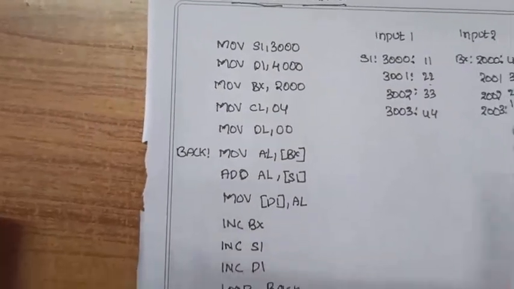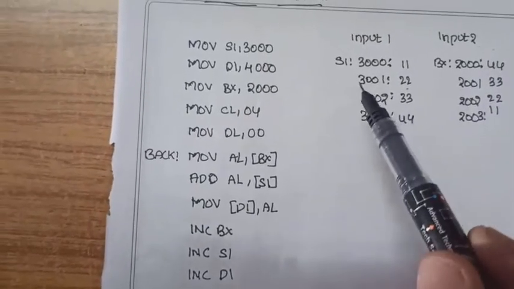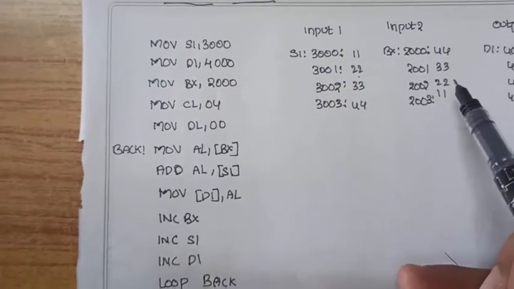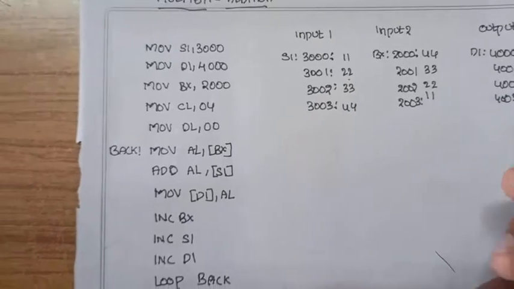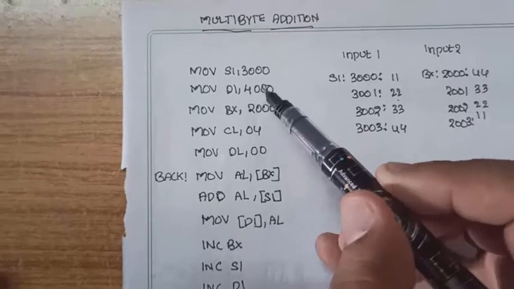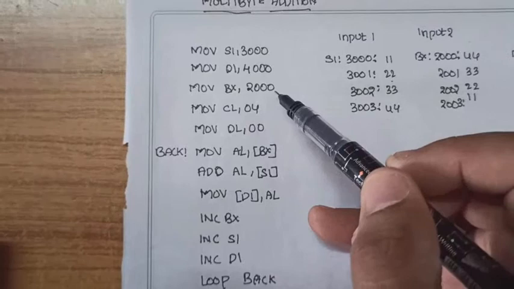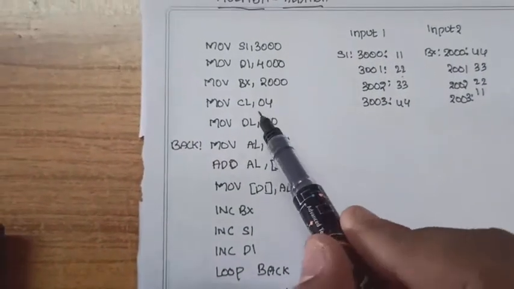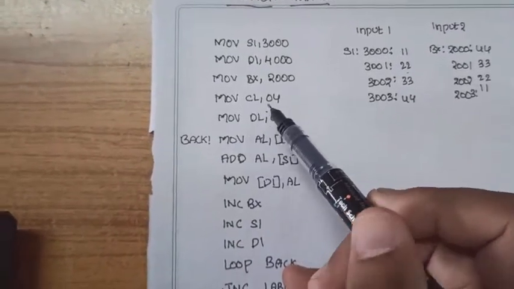Since I have to give two inputs, I have taken two memory locations for inputs, 3000 for input 1 and 2000 for input 2, and to store the output I have taken one more location, 4000. To access these locations I am using these registers: MOV SI, 3000 for input 1, MOV DI, 4000 for storing output, MOV BX, 2000 for the second input. How many bytes we want to add, we can give with the help of a count register. Here I want to add 4, so MOV CL, 04.